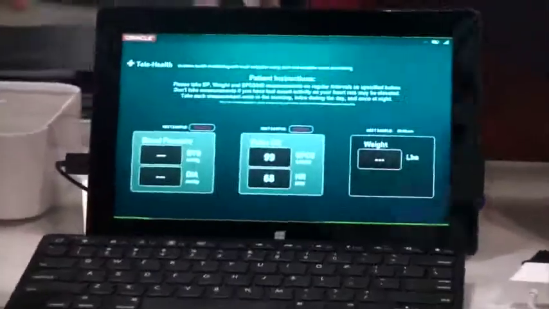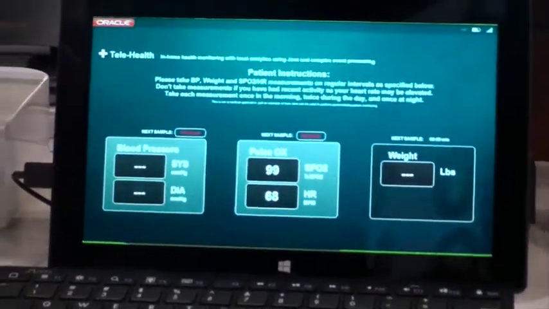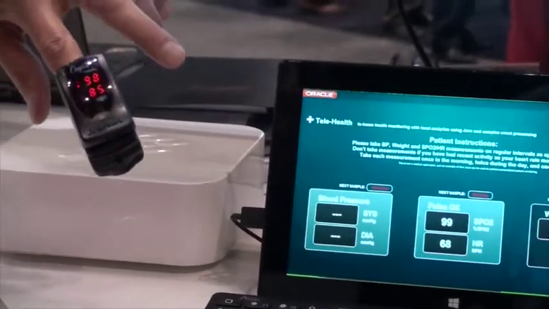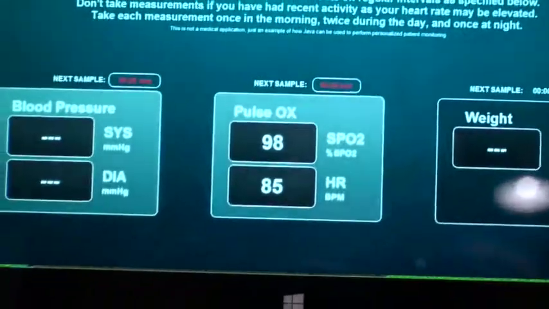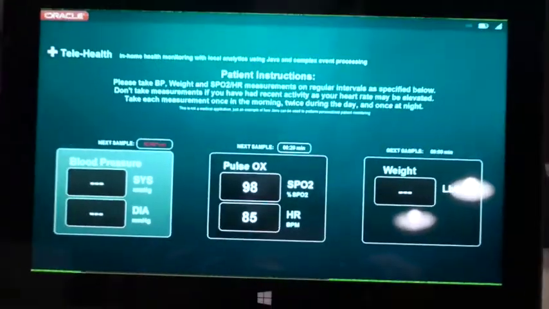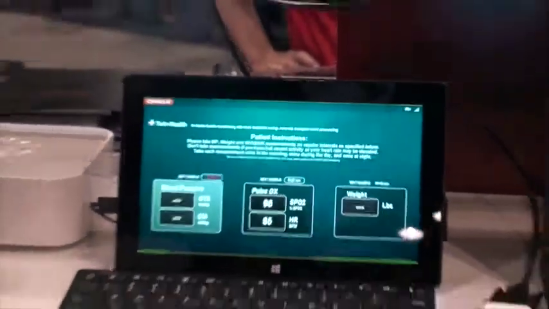So it's taking my reading right now. And as soon as it's done, I will take a look at the user interface and see that it updated with my reading. So it should be 98 over 85. And there you go. You see the 98 for oxygen and 85 for heart rate.